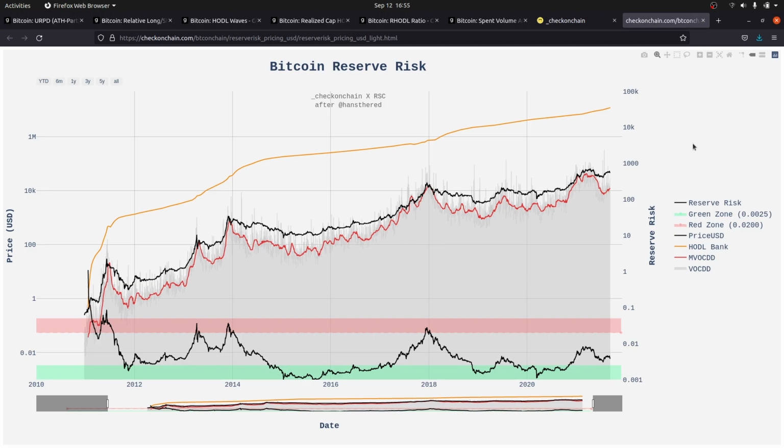So we're going to go through a bit of a journey on how we actually construct reserve risk so you can understand what's going on. So let's start with what you see here, which is value of coin days destroyed. Every day, every coin in the supply accumulates one coin day. Some of those coin days are destroyed because the coin was spent. If every coin was spent every day, you would have essentially the current market cap being spent every day.